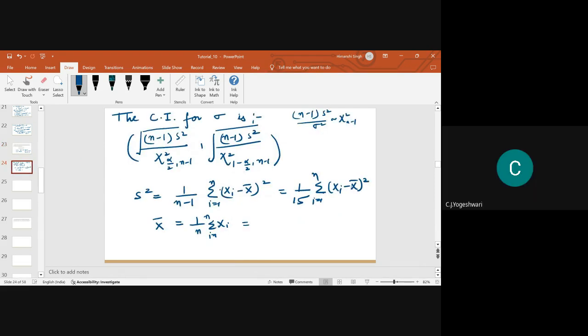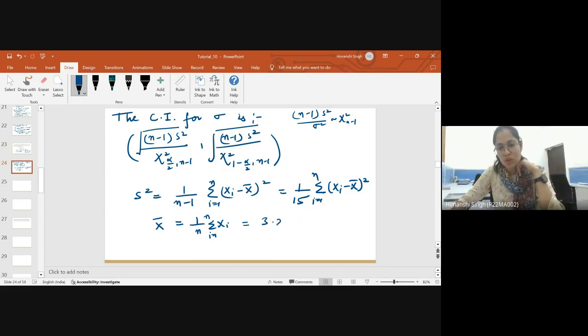3.2125, ma'am. Is it 3.2125? I will consider this. Okay, so it will be 3.2125. So by using this x bar, you can calculate this s square. We'll just subtract each value from this quantity, square and sum it up, and divide it by 15. So you just do the calculation.